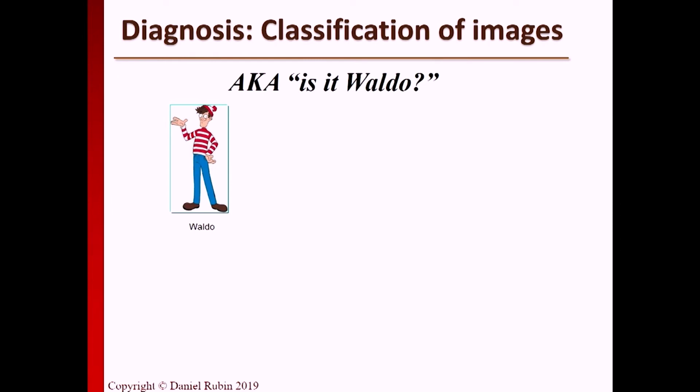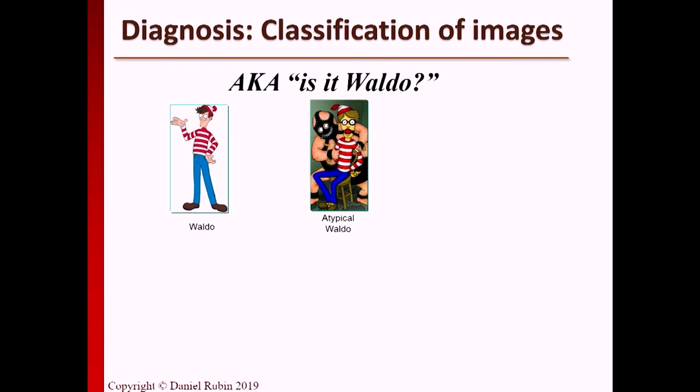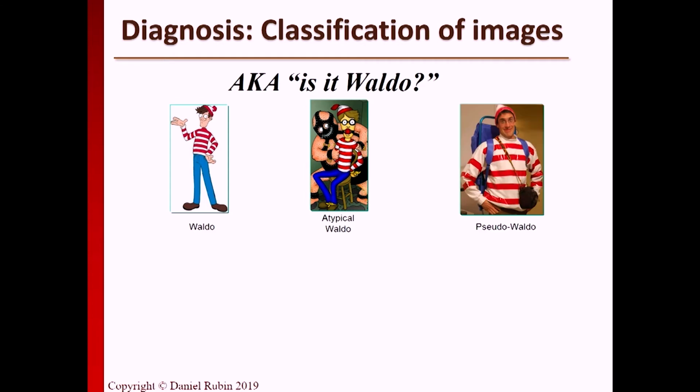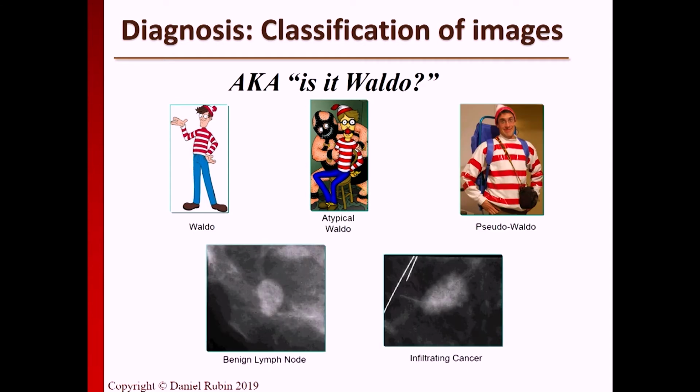Another task is the diagnosis task. Okay, I've detected an abnormality, but is it cancer or is it something else? And that's the is it Waldo task. I mean, you found a Waldo, but it may not really be Waldo, it may be an atypical Waldo, maybe someone who looks like Waldo, but is really not Waldo. And the case in mammography is an example of that: is it a benign lesion or is it a malignant lesion?